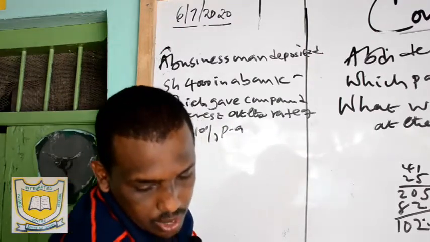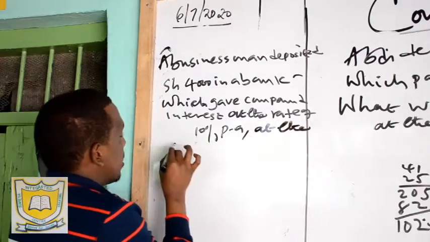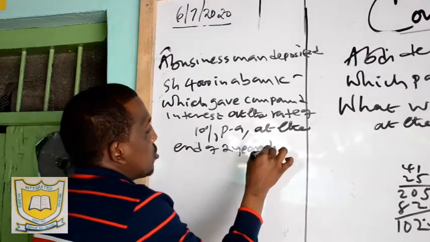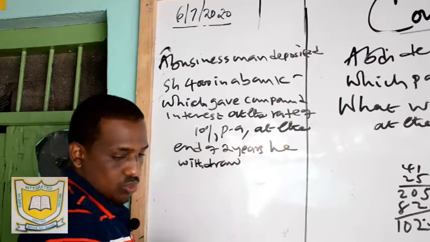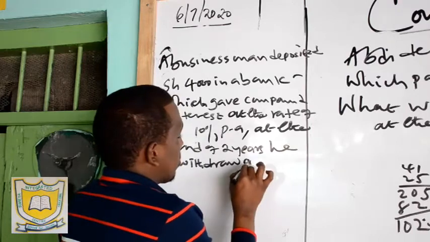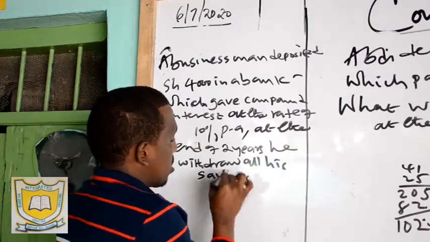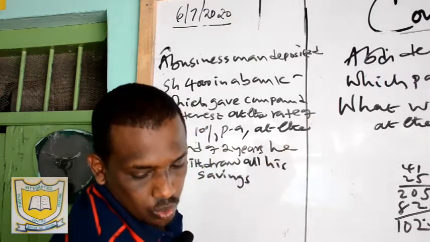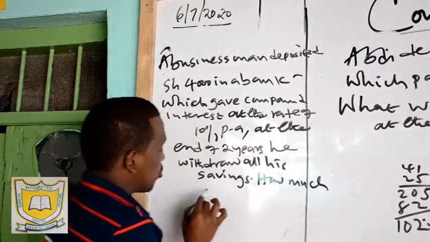Then they said at the end of 2 years, he withdrew all his savings. You are told to find how much was withdrawn.